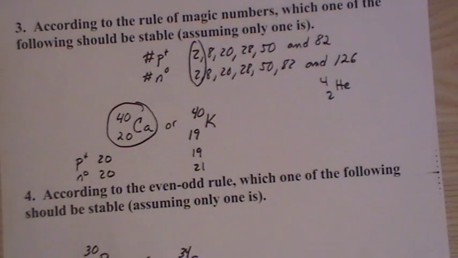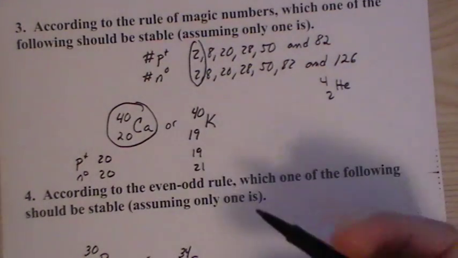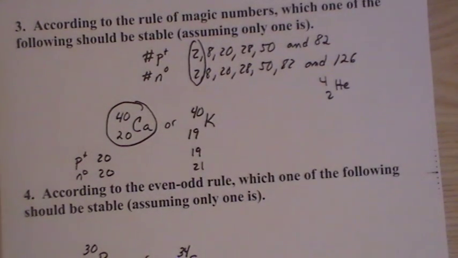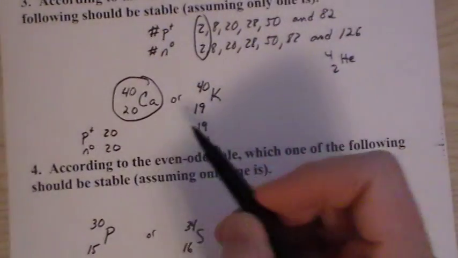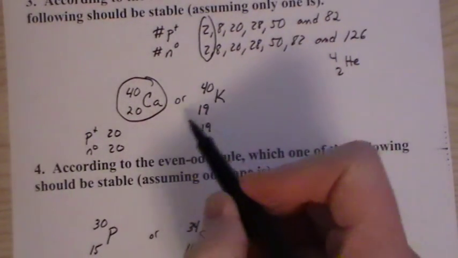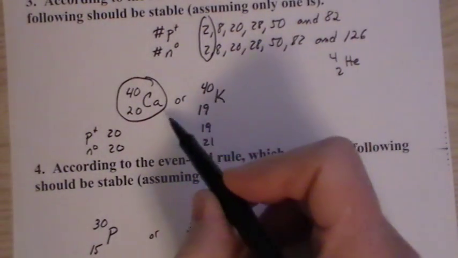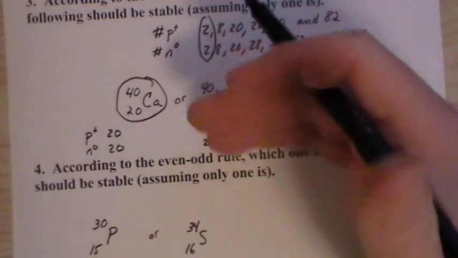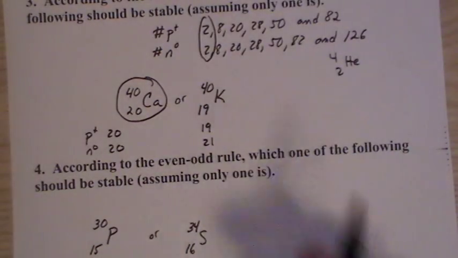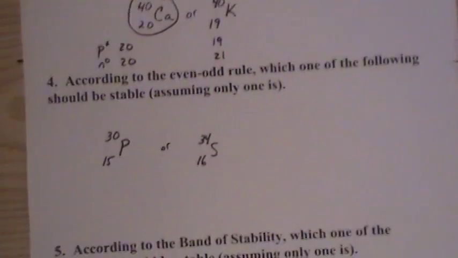So if you find stable nuclei and they don't follow the magic number rule, don't be surprised. But on the exam, I'll most likely give you a set of nuclei, or pairs of them, and I won't state which rule applies. You have to apply whichever one you think works.